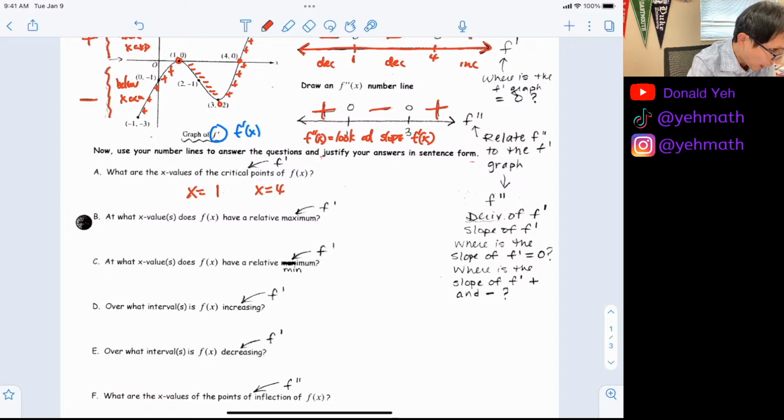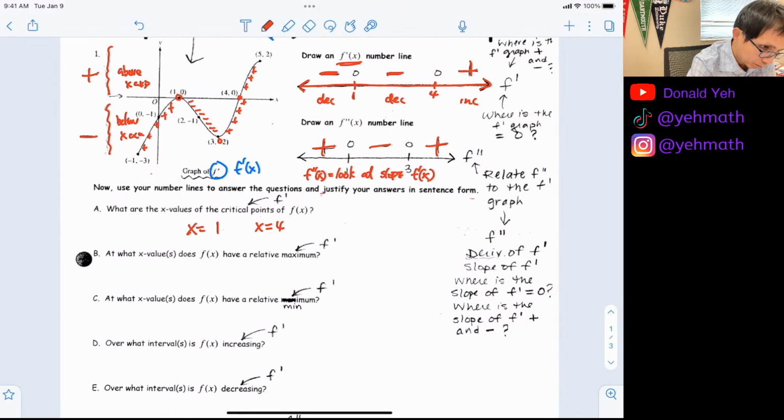So does f of x have a relative maximum? Yes. Are you sure? Yes. I'm absolutely sure. Oh no, I'm not. You want to bet $20 on it this time?